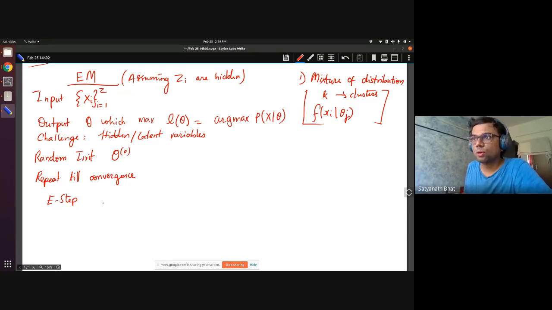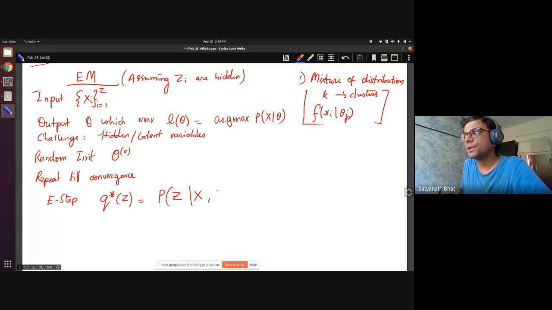So what do we do in the E step? We find what is called Q star of Z, which is basically the probability of seeing these hidden variables, given your data and your previous parameter. This is called Q star of Z. Somebody had a question here: what does it mean? So I will explain what Q star of Z means in the context of a mixture.